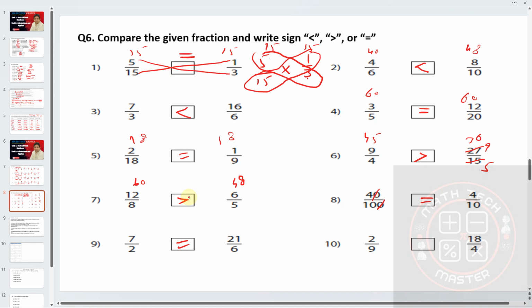Okay, 2 4s are 8, 18 9s are 162. So which one is greater? Obviously this one. So we will simply write down the sign like this. Okay, I hope now you can easily compare two fractions using the butterfly method, or you can say simply cross multiply the denominator and numerator of the fractions.